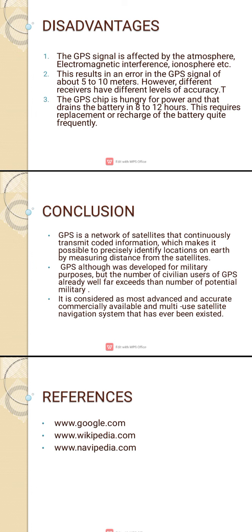GPS, although developed for military purposes, has a greater number of civilian users nowadays. And GPS is considered the most advanced and accurate commercially available and multi-use satellite navigation system that has ever existed, because the performance of GPS over many years has earned the confidence of millions of users all over the world.